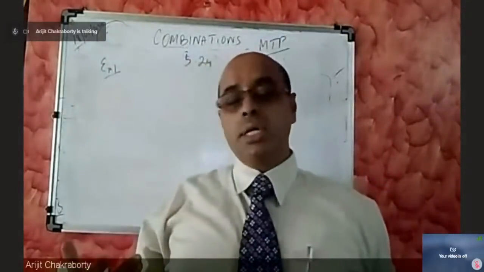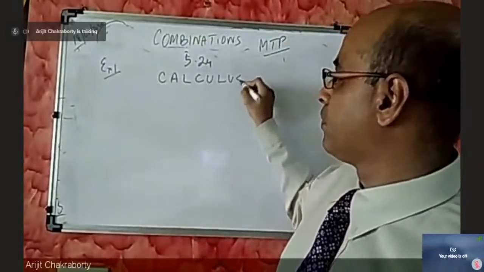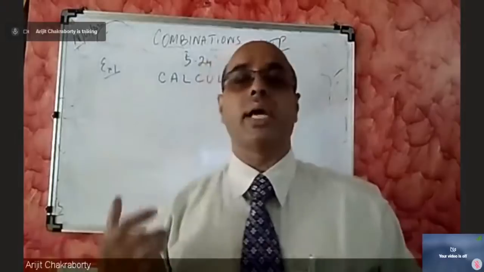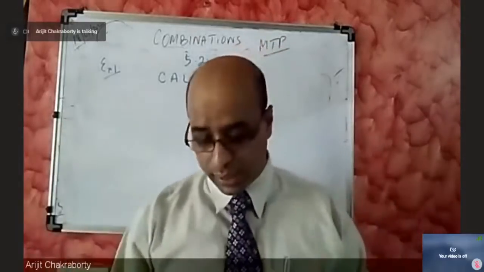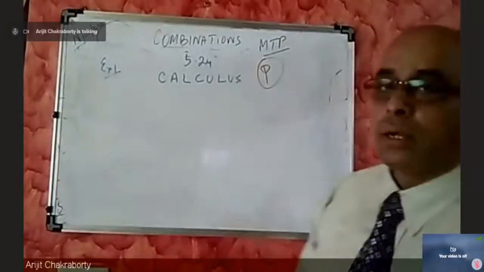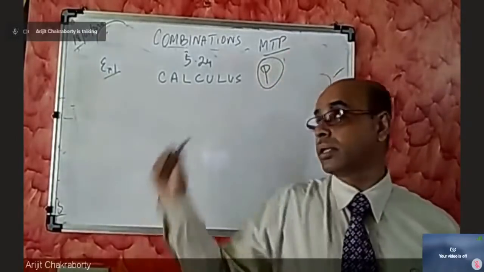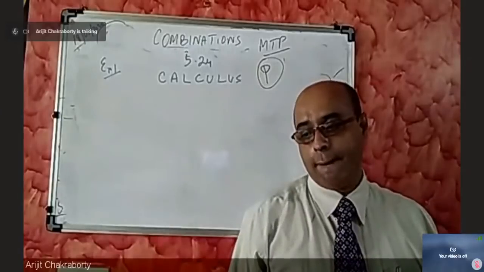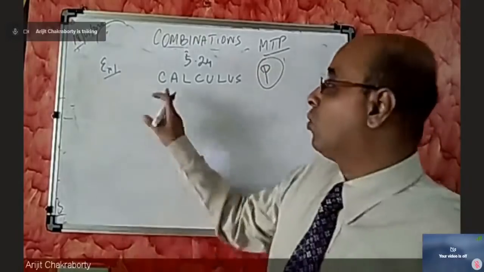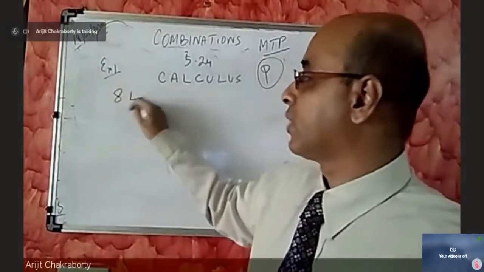How many permutations are possible from the letters of the word calculus? Last day we did a problem very similar to this where I took the word management. So this is a case of permutation. If you see in calculus, how many letters are there? 1, 2, 3, 4, 5, 6, 7, 8. 8 letters are there.